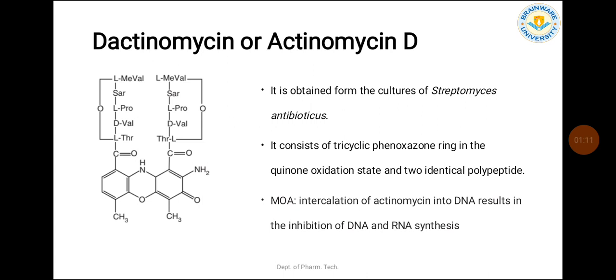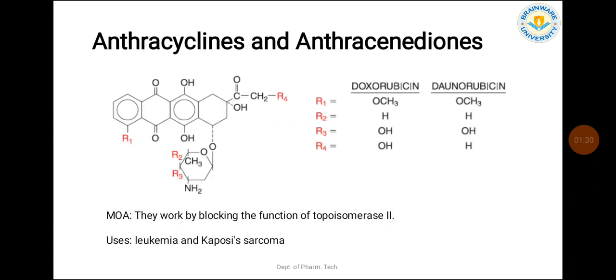So the mechanism of action, that is MOA: intercalation of the actinomycin into the DNA results in the inhibition of DNA and RNA synthesis. That is, the actinomycin drug will intercalate with the DNA, and as a result the DNA and RNA synthesis of the cancer cell will be prevented.